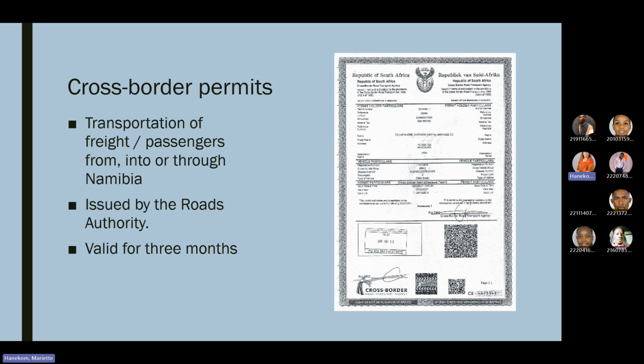Now, essentially what the law says is that if you are in the business of transporting freight or passengers from Namibia, into Namibia, or through Namibia, you must have a cross-border permit. So all of this is a lot of background leading to the essential statement that the law says you must have a cross-border permit if you are transporting freight or passengers from Namibia, into Namibia, or through Namibia. These cross-border permits are issued by the Roads Authority, valid for a period of 3 months at a time.